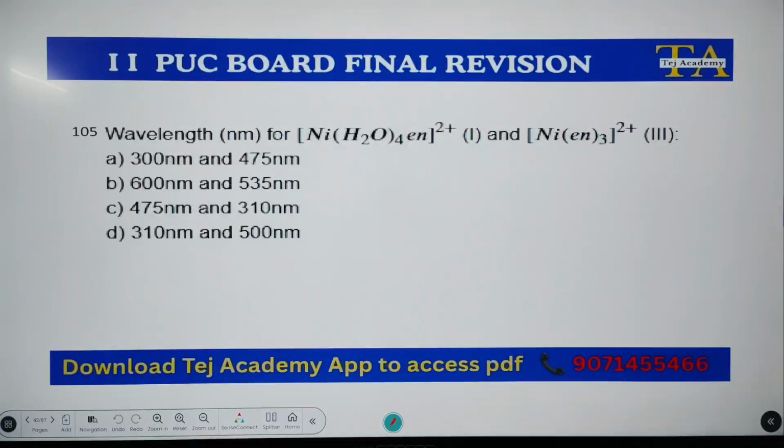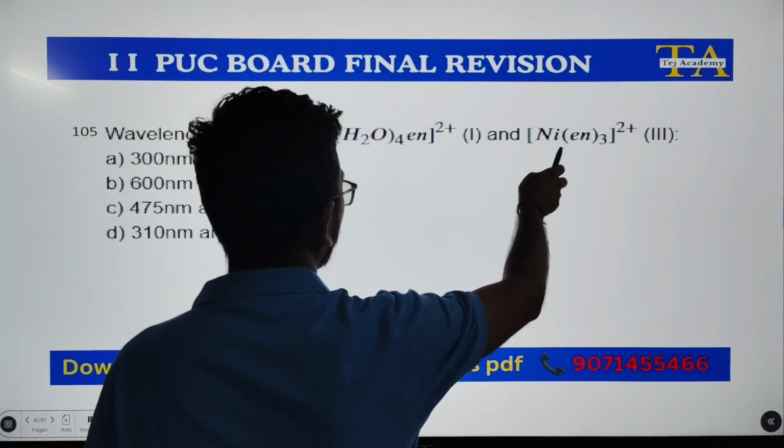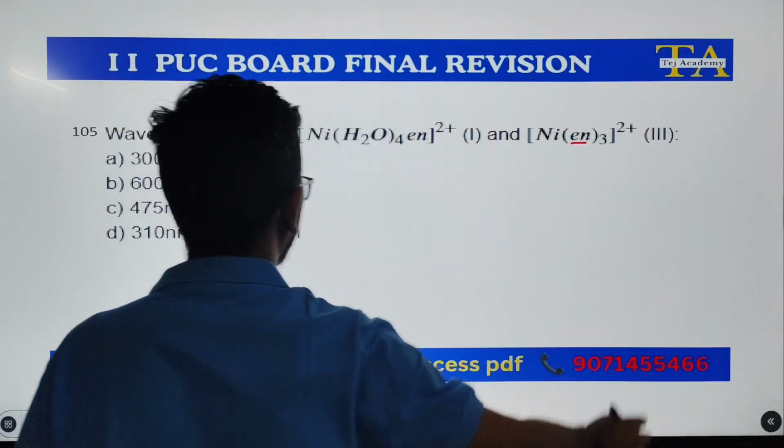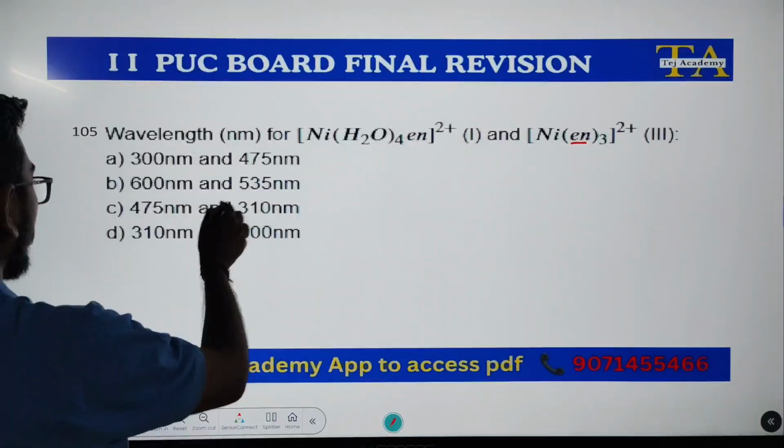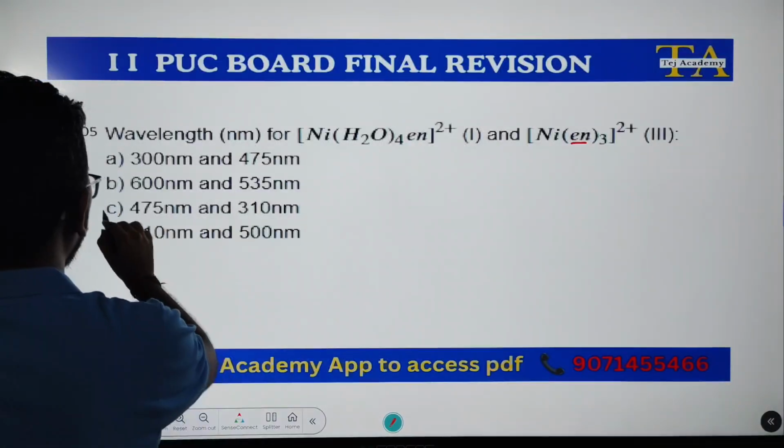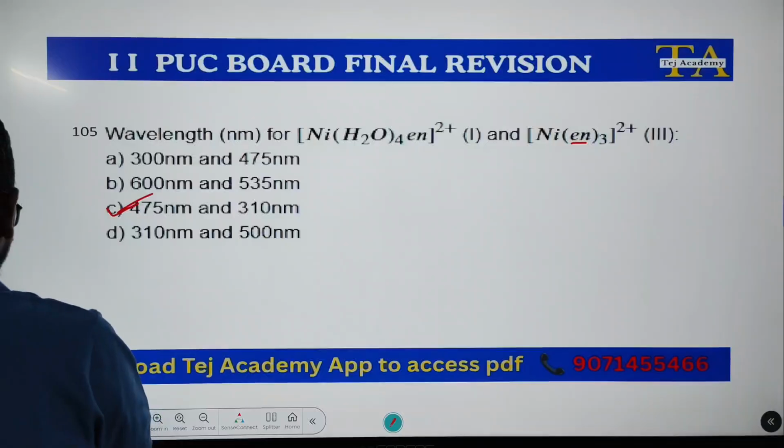Wavelength of the given compounds 1 and 2. See here, now between water and this en, which one is a strong ligand? En is a strong ligand. Then it should have less wavelength. So among these, which pair is having less, in the second option? C. Option C is the right answer.